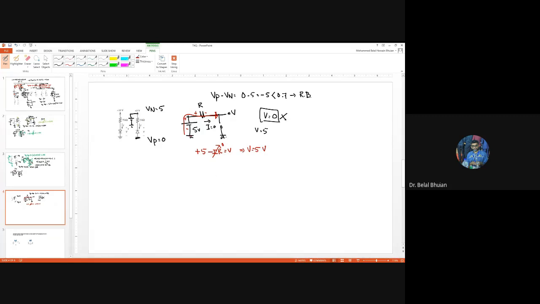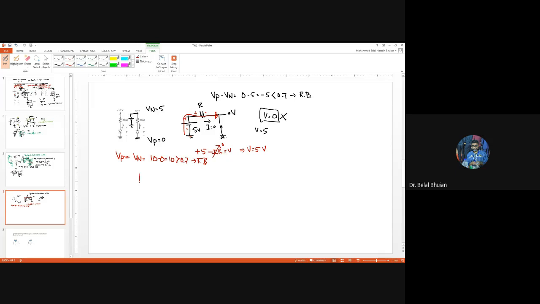And this first one is that. So for the first one, let's do Vp. Vp minus Vn is equal to 10 minus 0, which is 10, greater than 0.7. It is forward biased. So the diode is forward biased. Now we can replace the diode with 0.7.